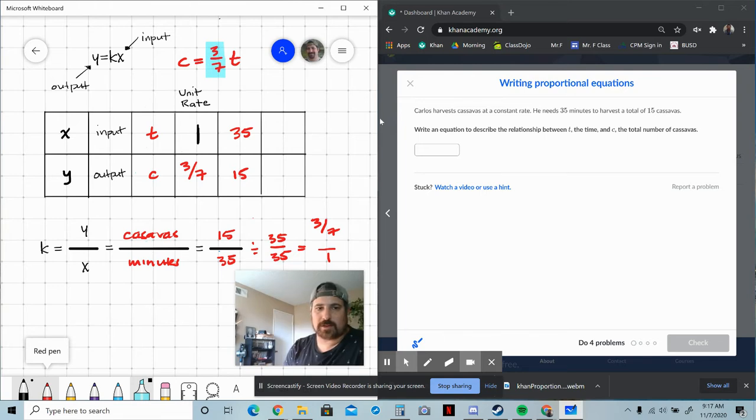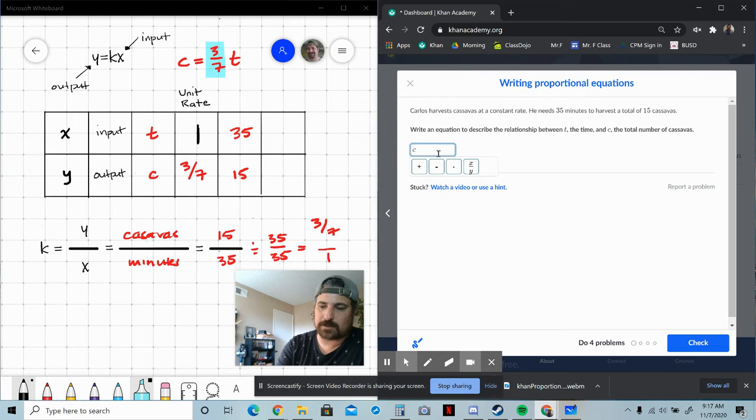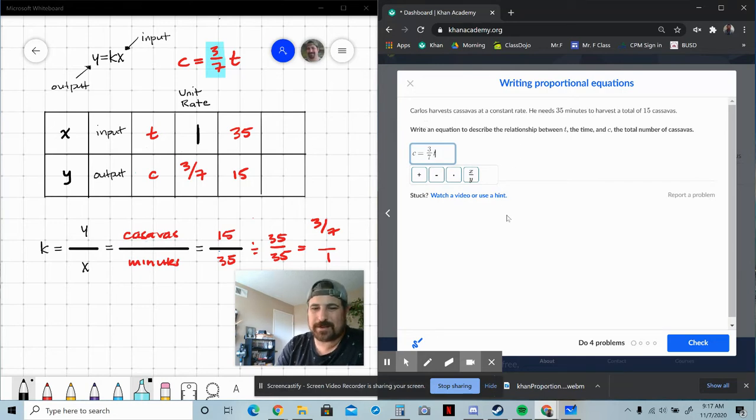That's going to be the y over x, which is your k. And we can see here that's your unit rate, basically, right? So unit rate times input, which is time, equals output, which is cassavas. And that's it. So C equals 3/7 times T. The tricky thing is just they didn't use X and Y. They used different letters, so we should be careful. That's it. Let's do the next one.